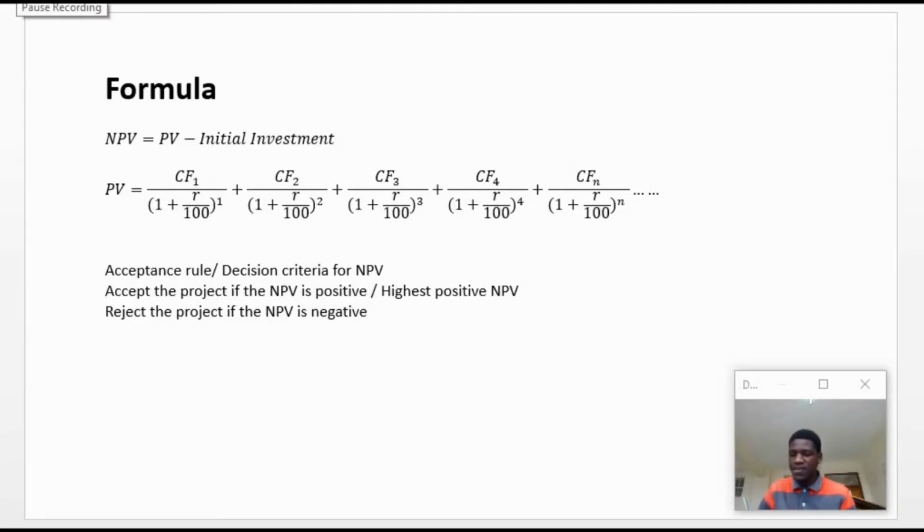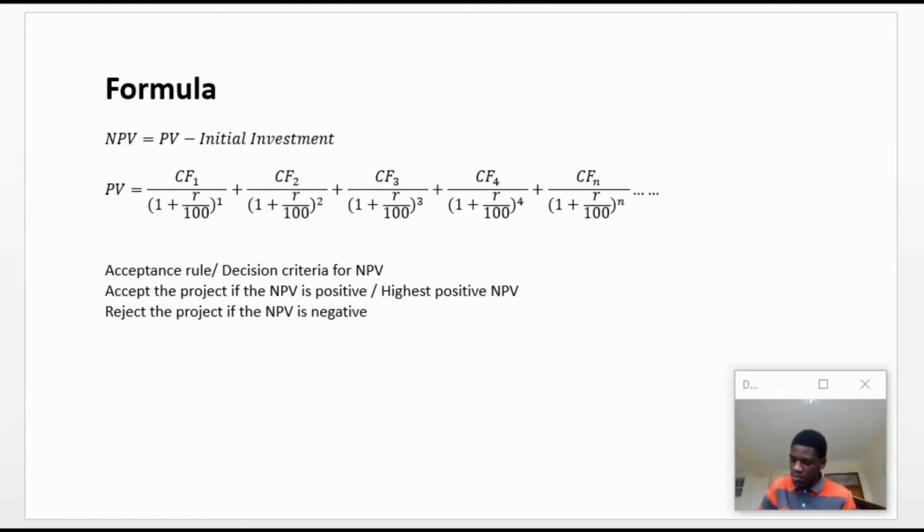Net present value is the difference between the present value of cash inflows and the present value of cash outflows over a period of time. Net present value is arrived at by using this formula. Net present value is equal to present value minus initial investment or cash outlay.